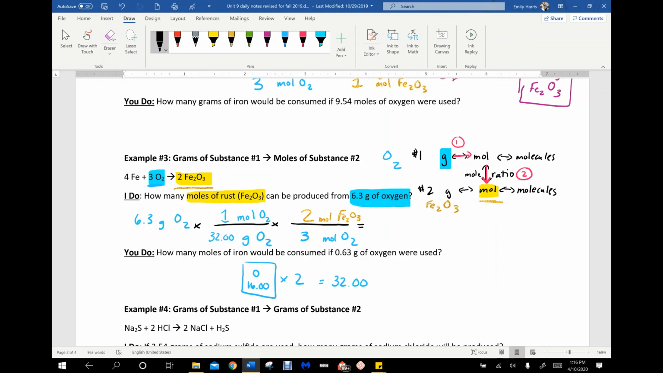So in my calculator, I would plug in 6.3 divided by 32 times 2 divided by 3. And so if we plug in that entire thing there, then we'll talk about kind of rounding to sig figs. So my original answer is 0.13125. But if I look back at my starting value, I only had 2 sig figs there. So I'll need to limit my answer to 2 significant digits. So finally, my answer would be 0.13 moles of Fe2O3.